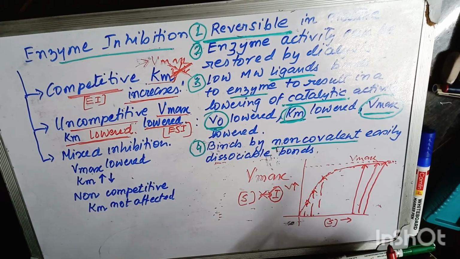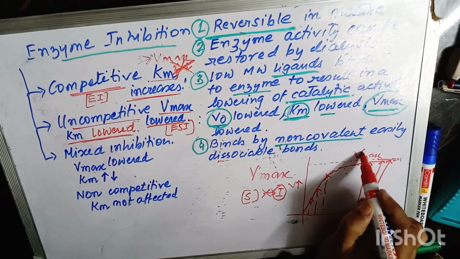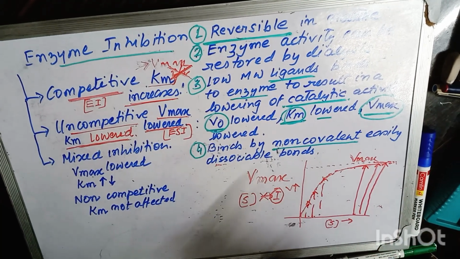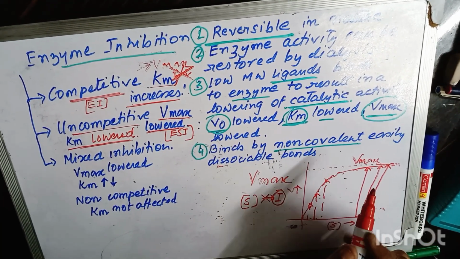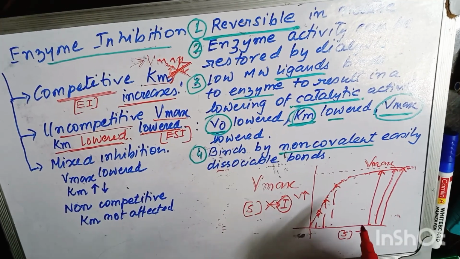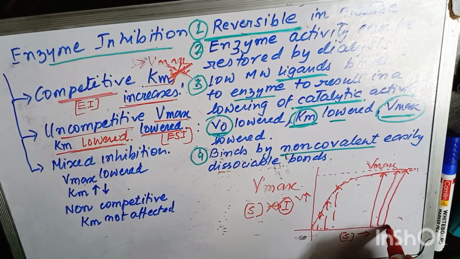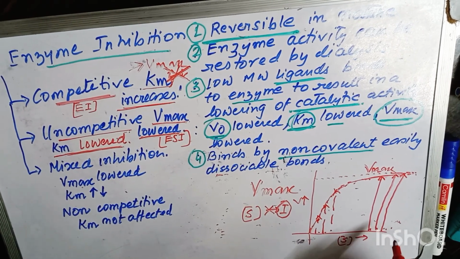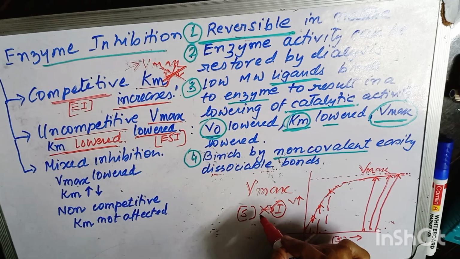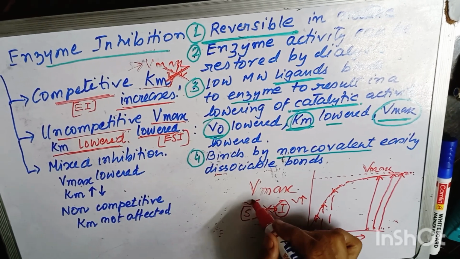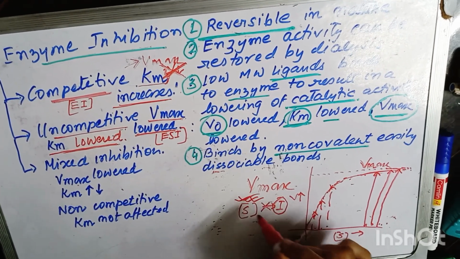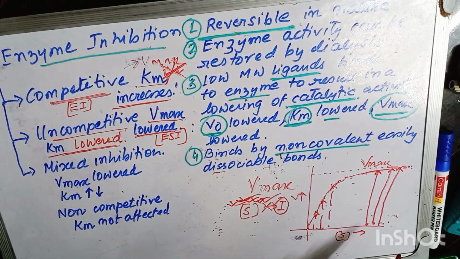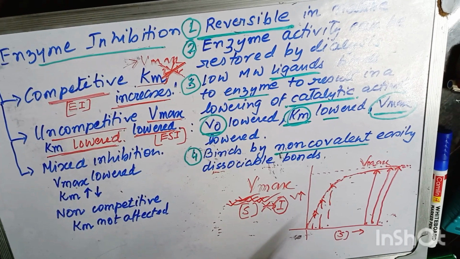But here the inhibitor will not alter the Vmax. In case of competitive inhibition, the inhibitor will not be able to alter the Vmax, because Vmax is attained at much higher substrate concentrations, and at those high substrate concentrations, actually the inhibitor is outweighed by the substrate. The substrates will outweigh the inhibitor. The substrates will say that we are much more in number. Come on, get out. So this happens in case of competitive inhibition.